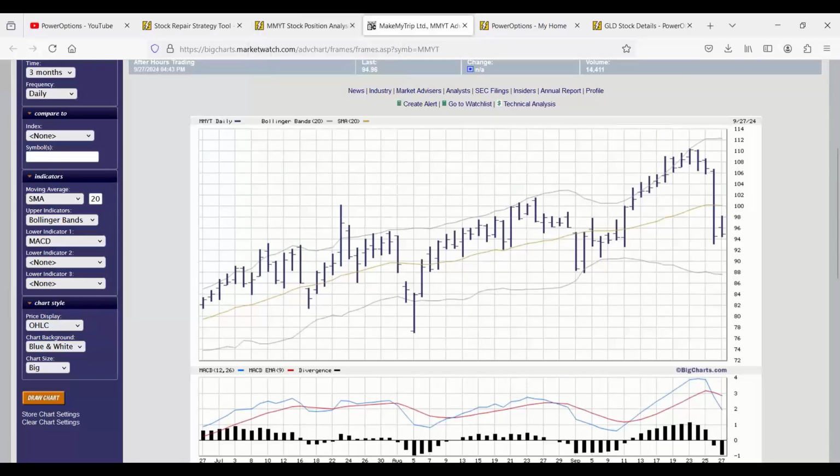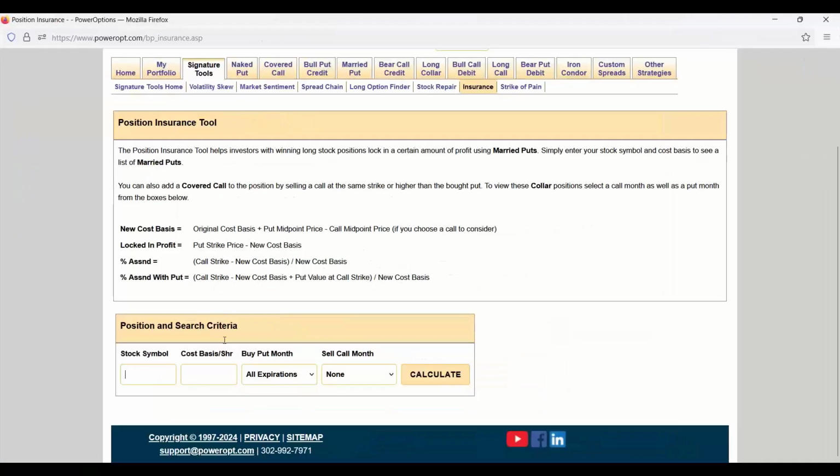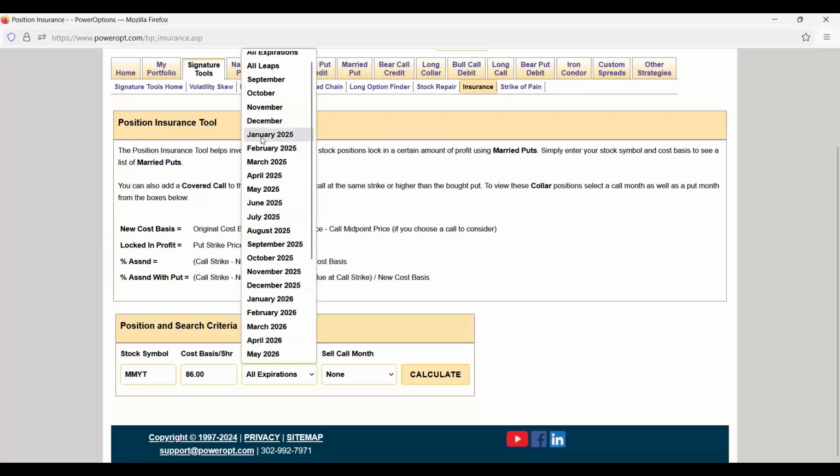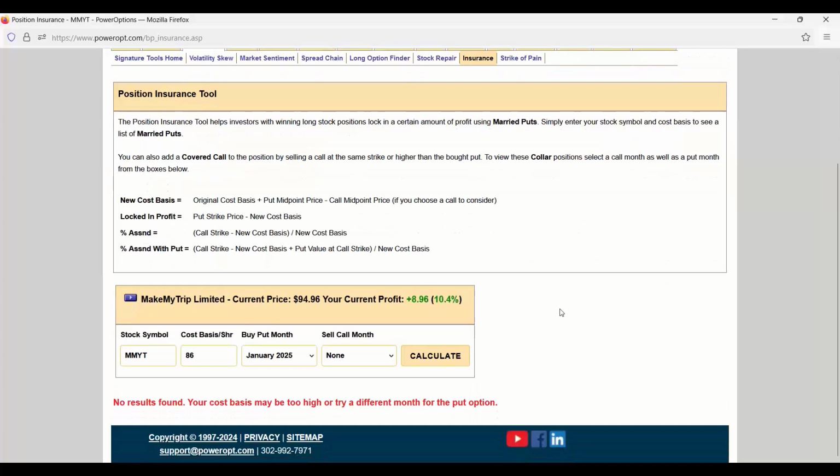let's go ahead and take a look at what I might be able to do with the insurance tool. So this is a little bit different. I got MMYT. We have a cost basis of $86 per share. And I'm going to go out a little bit further. Let's go to January. Let's see what's available in January. So it's going to ask me for my buy put month. I'm just going to select January and let's hit calculate.